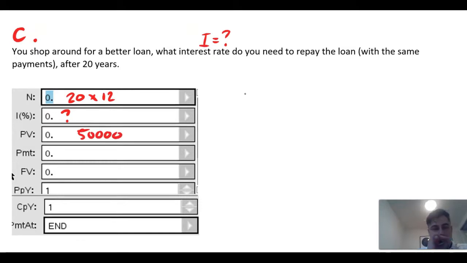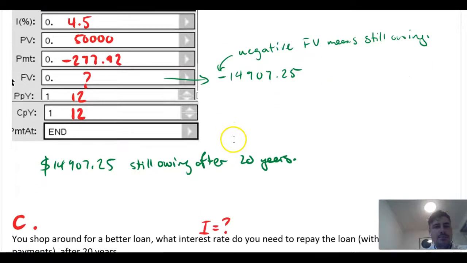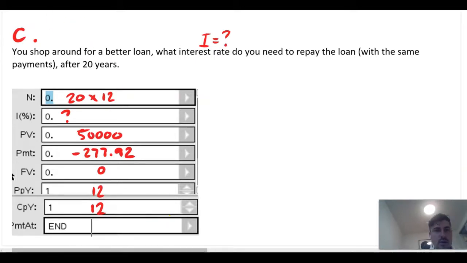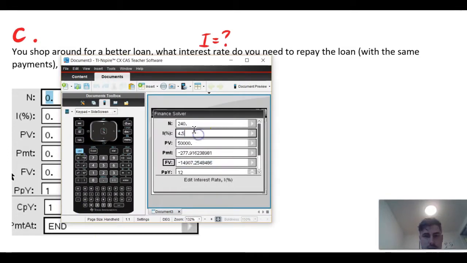PMT, we are going to keep the same. So what we're suggesting here is that we keep the payments the same, but we just want to get a better rate. 277.92. FV will be 0. And PPY CPY is 12. And that should give us the answer. Okay, so I'm going to put in 240 there. I'm going to leave I as blank. I'm going to put FV as 0. And I'm going to press enter while the I box is highlighted.